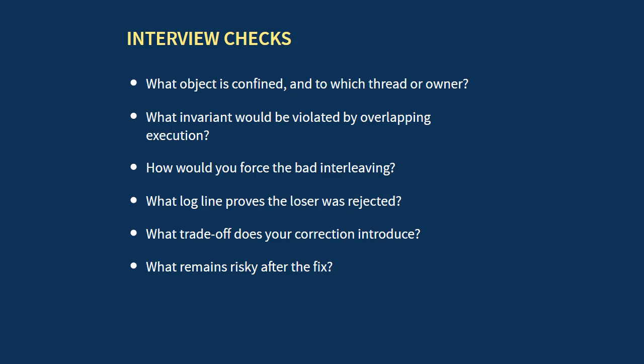Be ready to answer: What object is confined? Who owns it? What invariant would overlap violate? How did you force the interleaving? And what log proves the loser was rejected? If I can answer those, what does that demonstrate? It demonstrates design defense. You are no longer just describing code. You are explaining the property, the failure, the control, and the evidence.